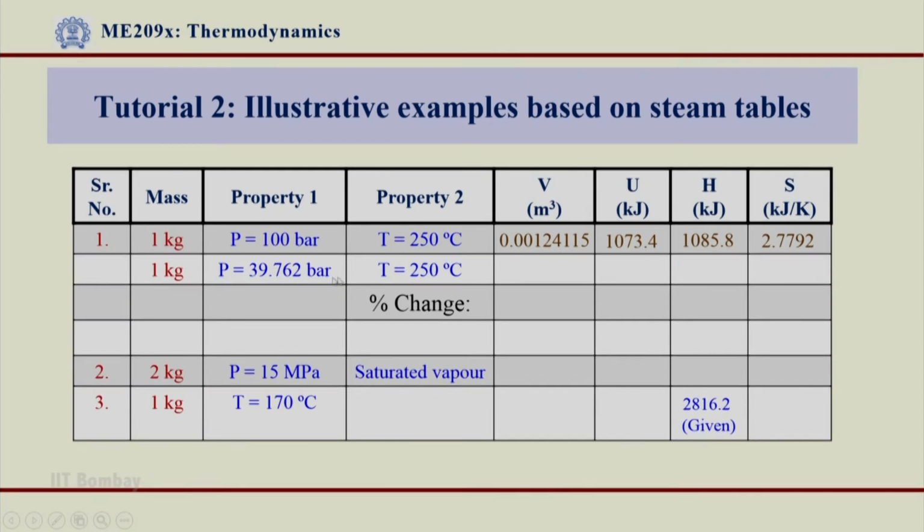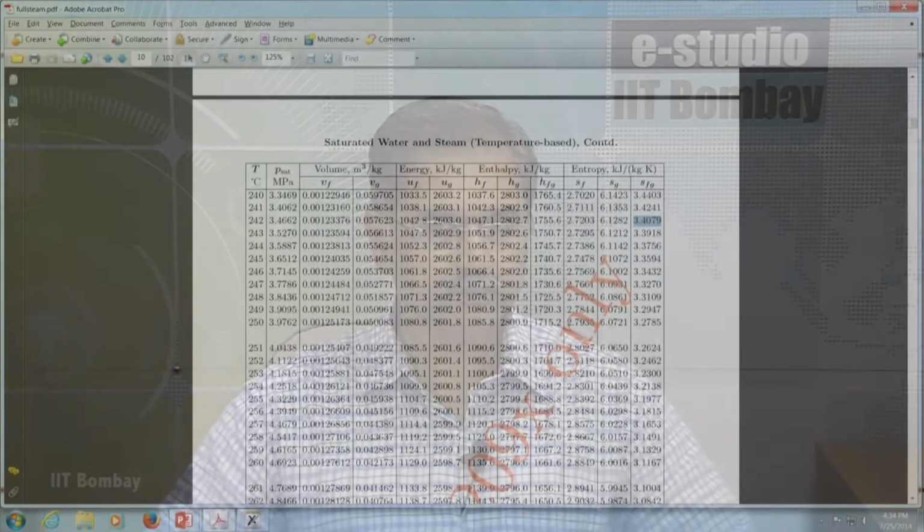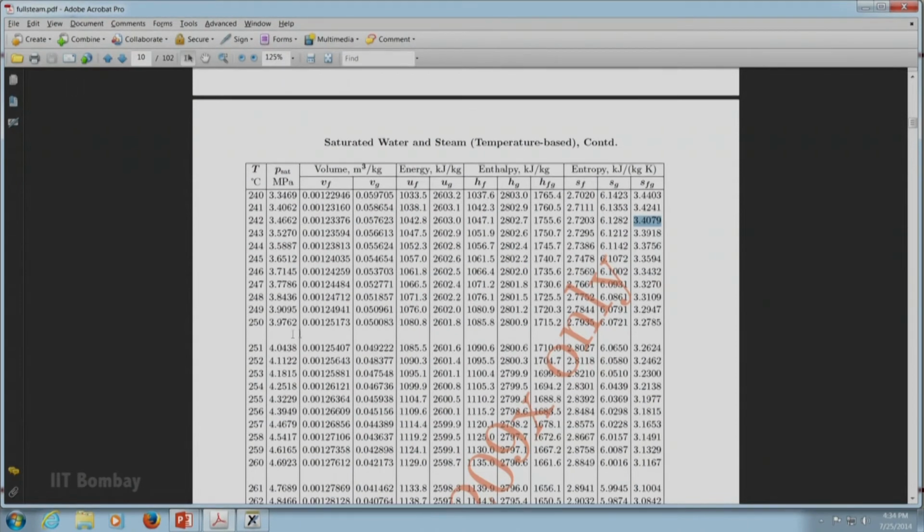So let us go to this particular table now. So let us go to table number 1 and find out those properties. So here we are, table number 1 at 250 degrees centigrade, PSAT at T is 3.9762 MPa as we know. Corresponding to that, we can get the values of VF, UF, then HF and SF, alright. The value of HF however is at 250 and 3.9762.